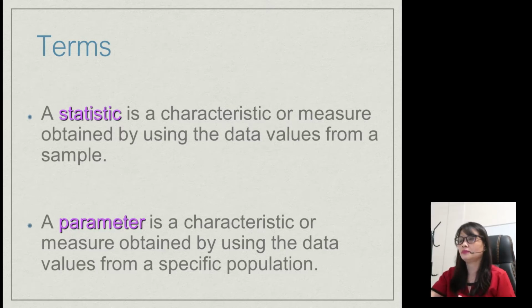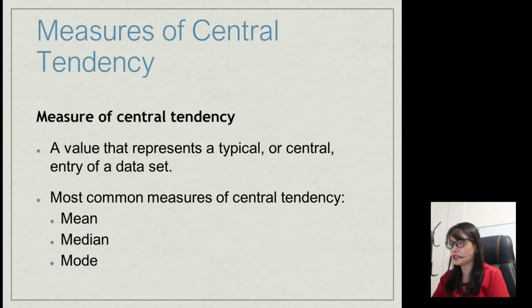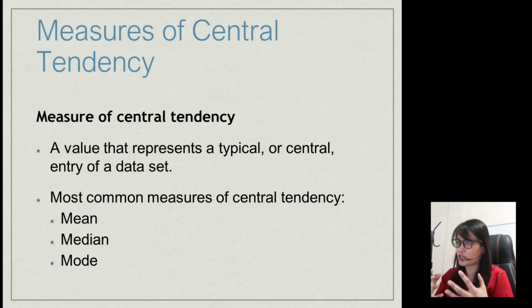Okay? So measures of central tendency. What is a measure of central tendency? A value that represents a typical or central entry of a data set. In short, where is the center of that particular data? So how do we measure a central tendency? The most common measures of central tendency are the mean, median, and mode. I think you're familiar with these three measures.